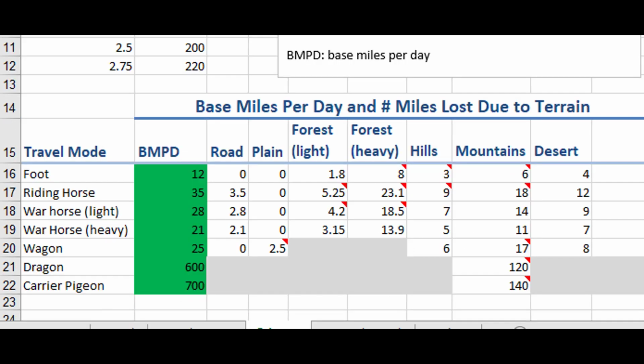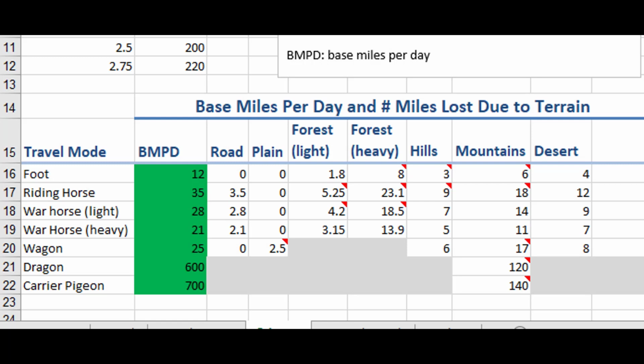The next part of the schema sheet that I want to talk about is the base miles per day, which I also abbreviated as BMPD, and the number of miles lost due to the terrain that we are traveling over. So in row 16, we see the travel mode is foot, and then the next line down is riding horse, and then war horse, or a lightly encumbered war horse, on down to wagons, dragons, and carrier pigeons.